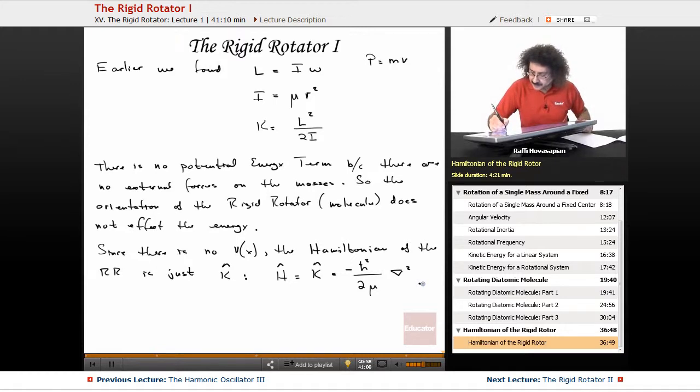That's it. So again, this is just the initial discussion. Next lesson, we'll continue on and talk about the Schrödinger equation.